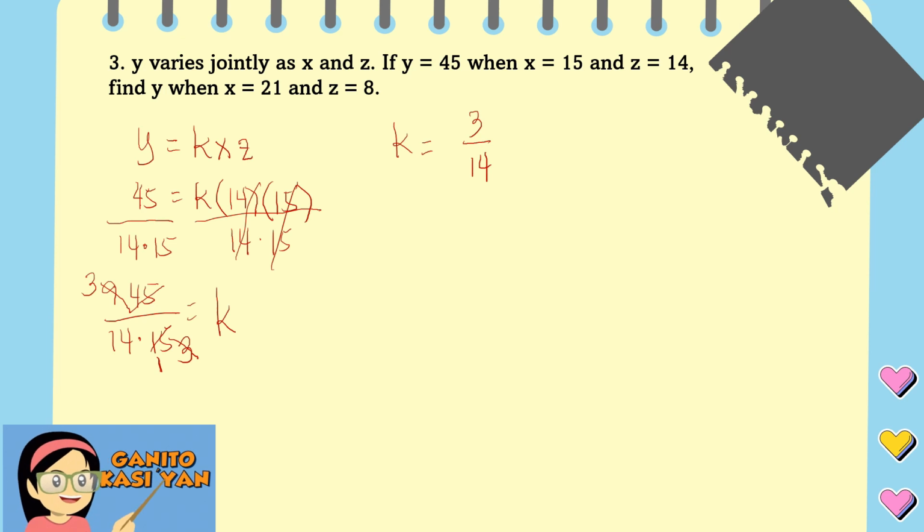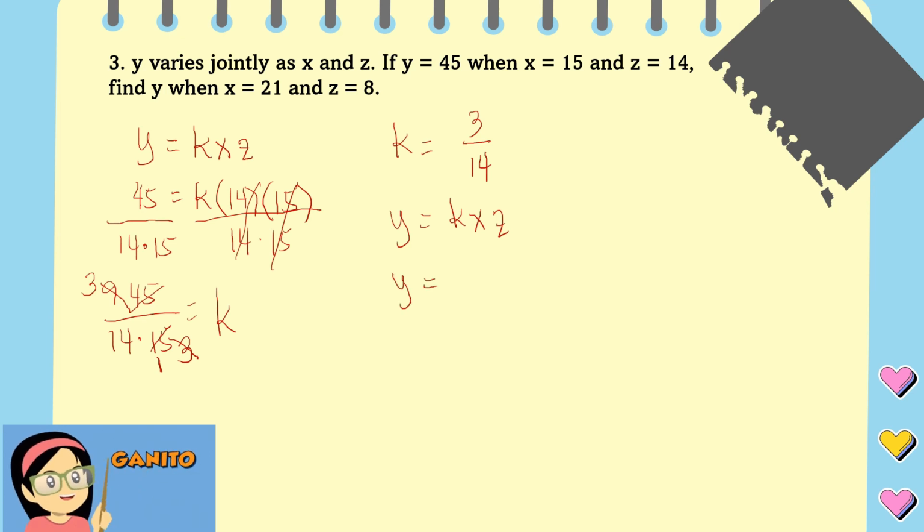Now find y when x equals 21 and z equals 8. So to solve for y, we substitute the values of k, x, and z. So y equals k, x, z. Y equals k is 3 over 14, x is 21, and z is 8.